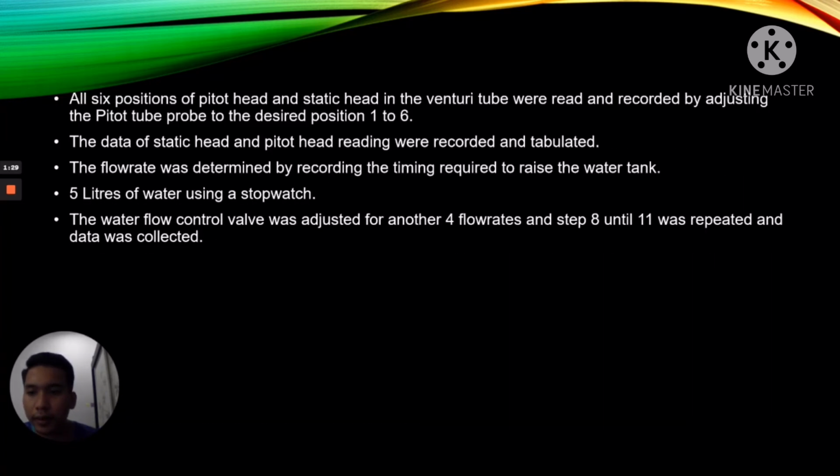For the next procedure, all 6 positions of pitot head and static head in the venturi tube were read and recorded by adjusting the pitot tube probe to the desired position 1 to 6. The next step is the data of static head and pitot head readings were recorded and tabulated. The flow rate was determined by recording the time required to reach 5 liters of water in the water tank using a stopwatch.